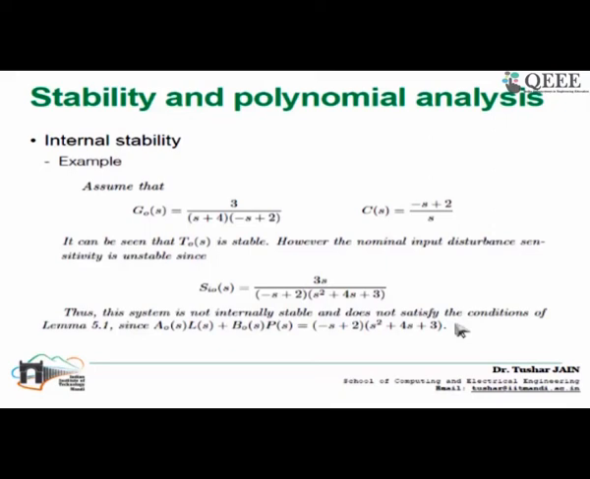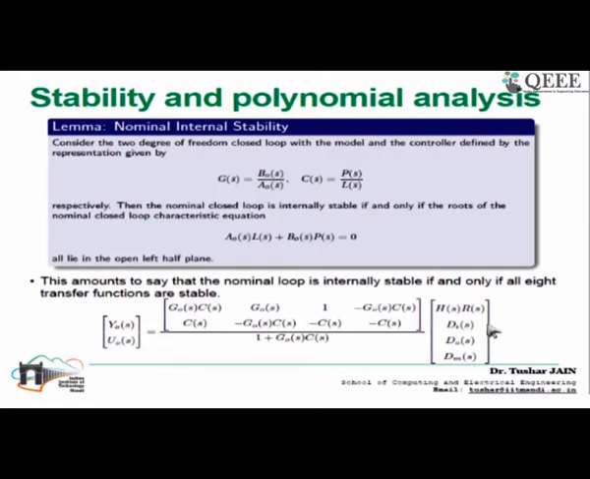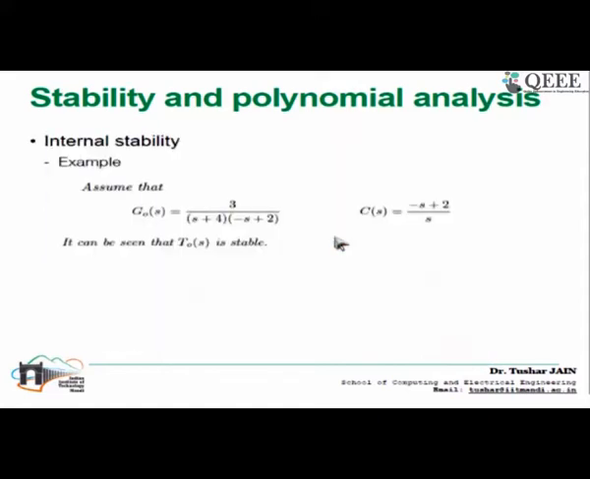In these examples, if you recall, the map from input to output, that is to say from the set point, was stable, but the map from the disturbance to the output was not stable. So in that case, we cannot say that our closed loop system is stable. We saw this kind of polynomial in the last lecture, or let's recall very quickly. We have seen this polynomial, which is in terms of s.